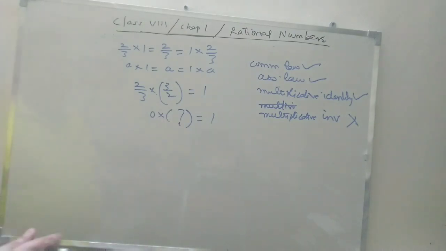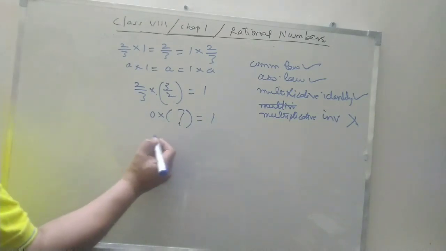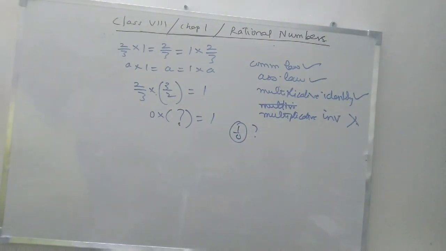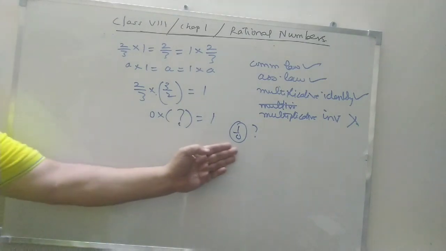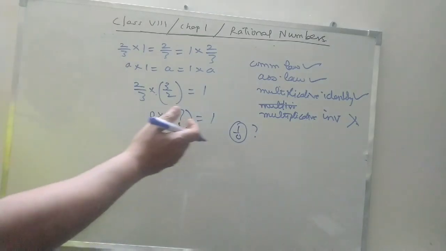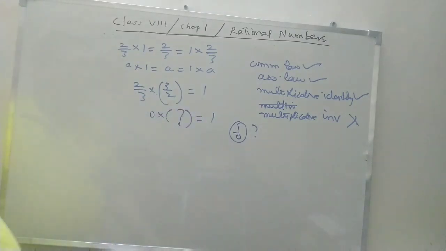By multiplicative inverse, we also mean what is called the reciprocal. How can you have the reciprocal of 0? The reciprocal of 0 will become what? 1 by 0. And do you think 1 by 0 exists? No, 1 by 0 does not exist. Now in later classes you will learn why 1 by 0 does not exist. At the moment, let us take it for granted that 1 by 0 does not exist. So multiplicative inverse also does not exist.